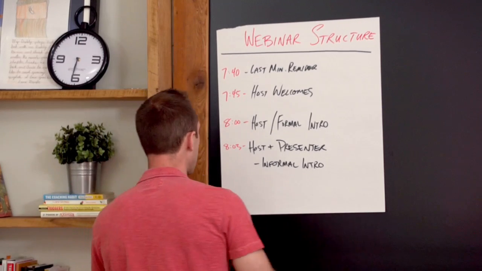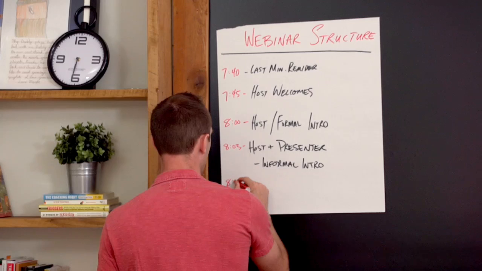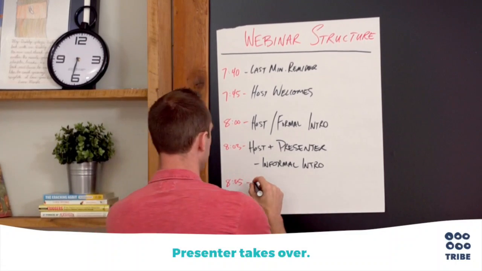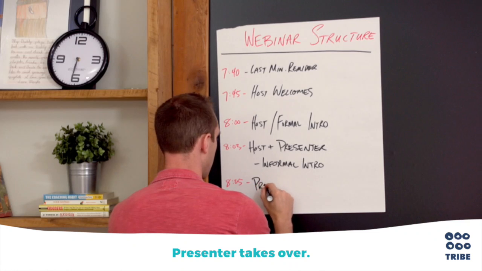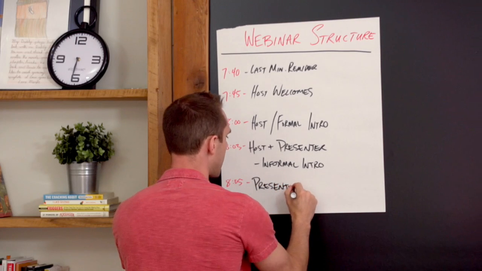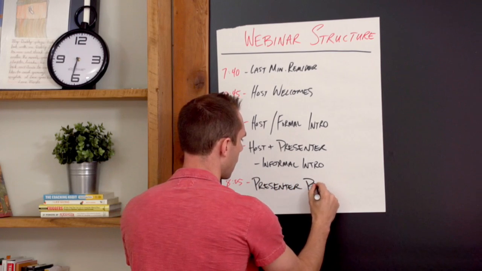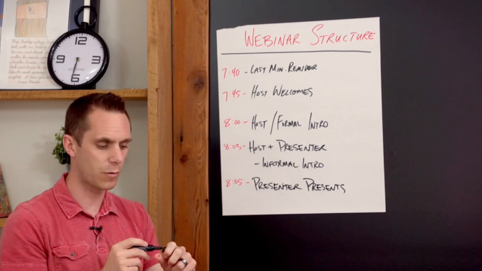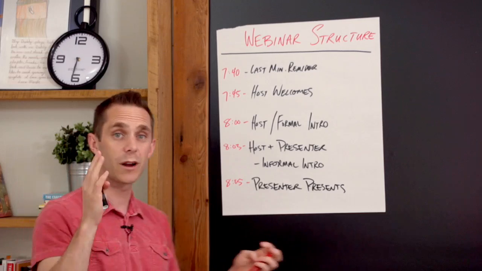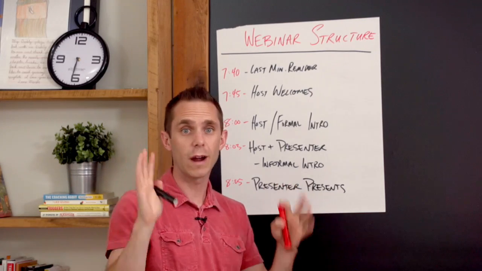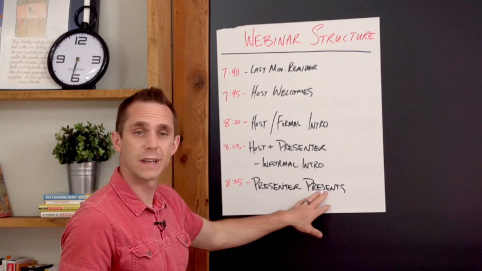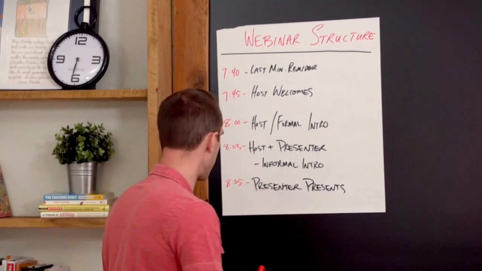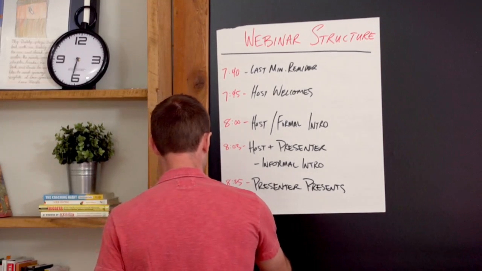So this is usually at like the 8:05 mark. This is where now the presenter takes over. So the presenter presents. Pretty straightforward. They go right into their presentation. If you're the expert and you're the presenter, you go right into your presentation, and at the 8:10 mark is when they're going to give that show up bonus.